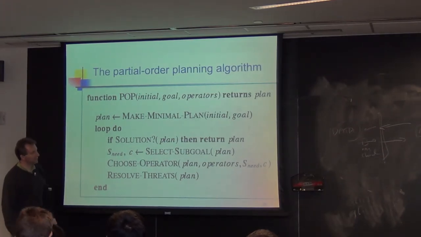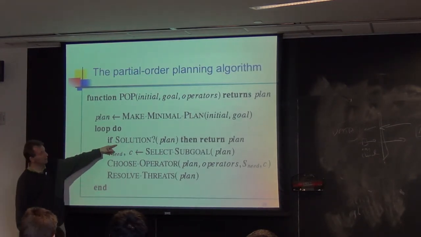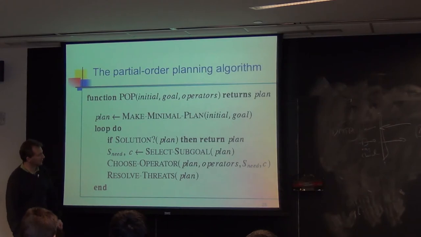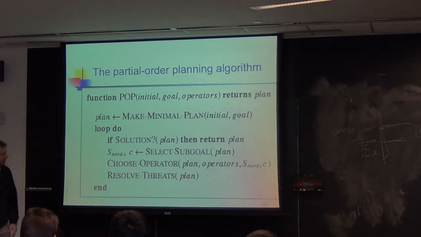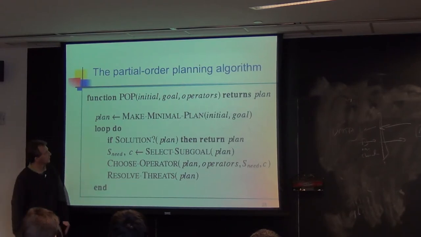The plan: we make the minimal plan here, the first step, and that's just the start and finish piece. And then we say, is this a solution? Great, I'm done. All my preconditions are satisfied. Otherwise, I have to select some sub-goal, some preconditions, and choose an operator, one of the things that's going to be able to satisfy that sub-goal I've selected. And then if there are any threats, resolve the threats by promotion or demotion.